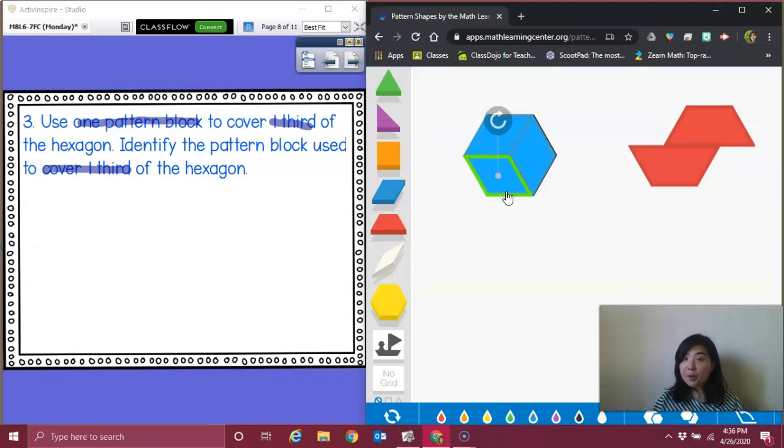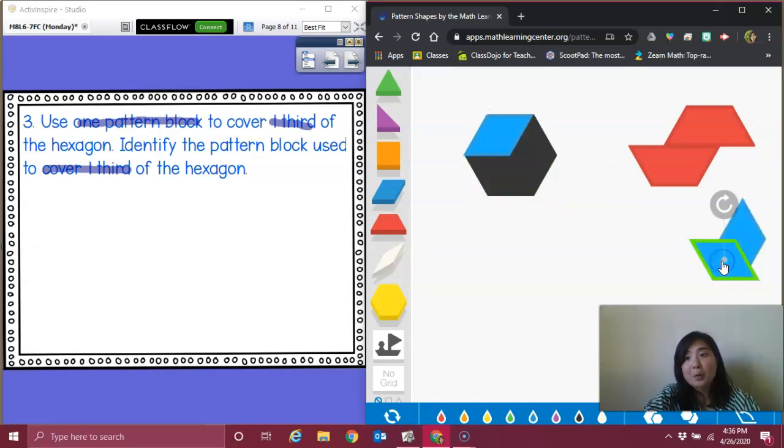And a rhombus works because I could fit in 3 rhombuses. However, the question says use 1 pattern block to cover 1/3. I only want to use 1 rhombus to cover 1/3 of the hexagon. So I actually don't need these other 2 rhombuses. I just need 1. Now I have 1 out of 3 total parts.